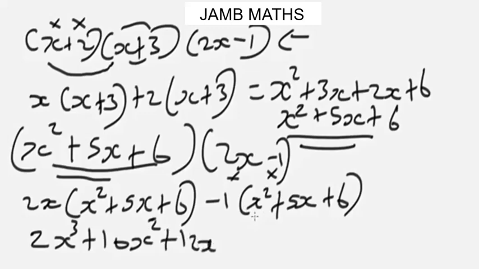Minus 1 times x squared will give us minus x squared. Minus 1 times 5x will give us minus 5x. Minus 1 times 6 will give us minus 6. Alright, so let's wipe up and complete this solution.